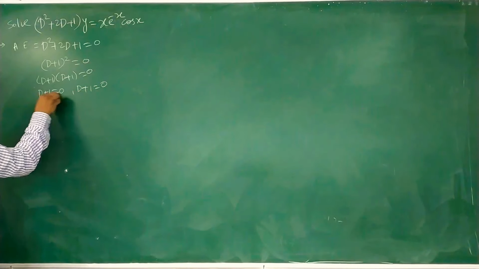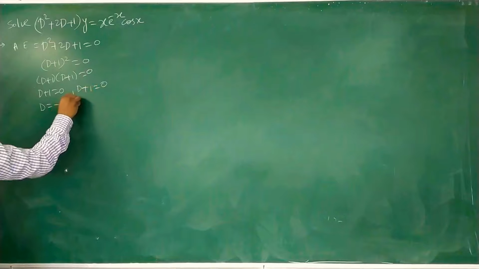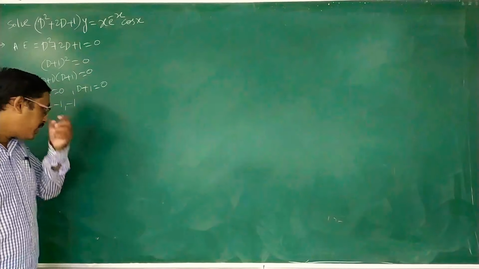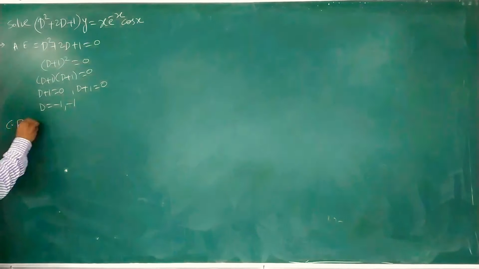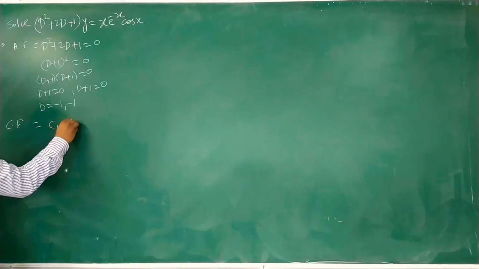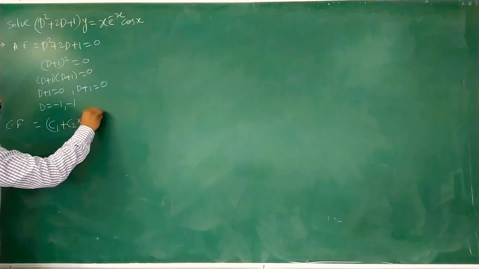So you will get the root D = -1, and the same here, D = -1. So there are two roots, both are the same, repeated roots. So CF = (C1 + C2x) e^(-x).